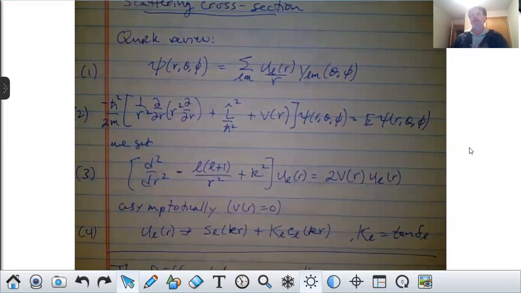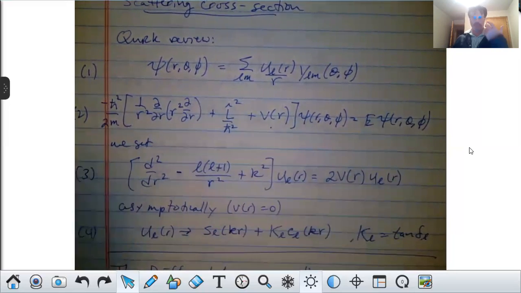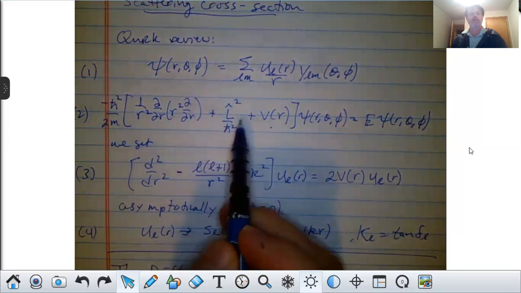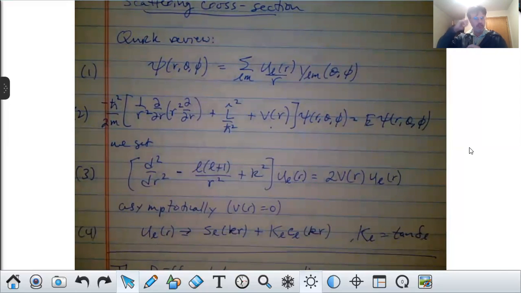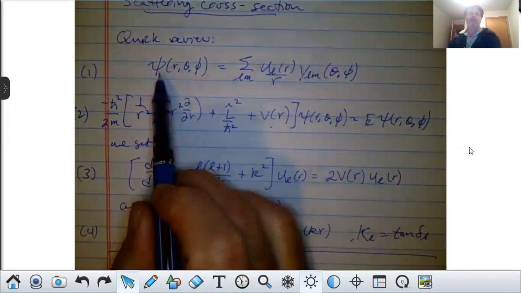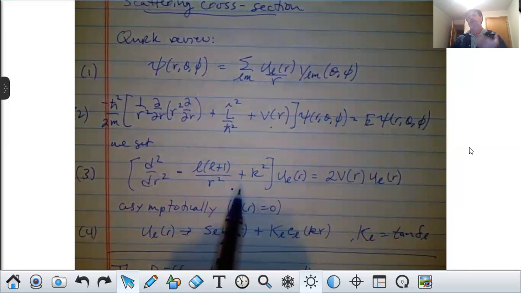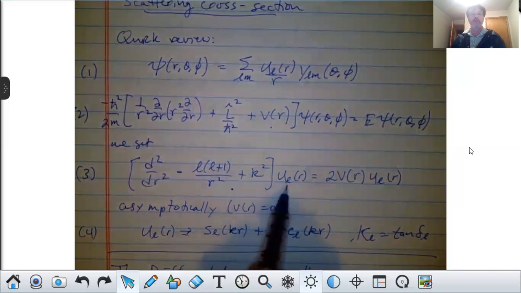But if we know the potential function V of r, we can write the Schrodinger equation in spherical coordinates, which we've done before. We end up with an angular momentum operator squared, which is really due to the centrifugal force that the electron can experience as it goes around the atom. When we plug in our expansion of the wave function in terms of these spherical harmonics, we end up with the radial equations describing the radial function that we have to solve for, u sub L of r.